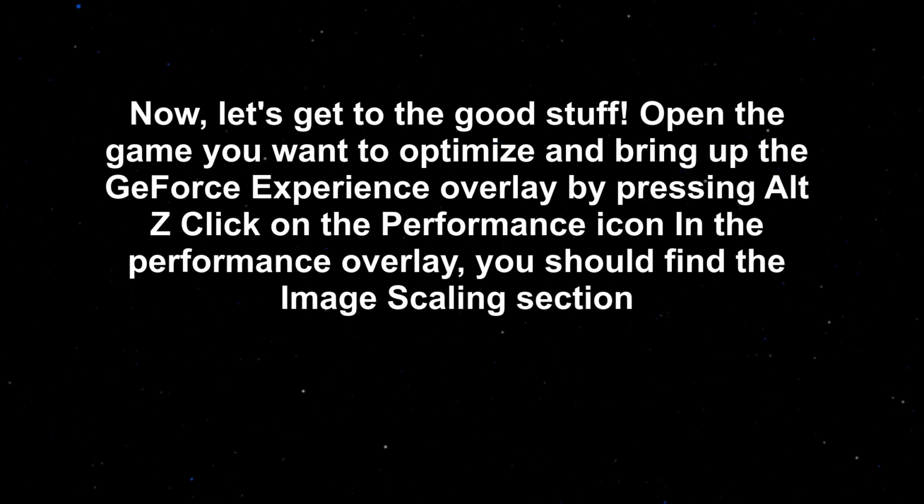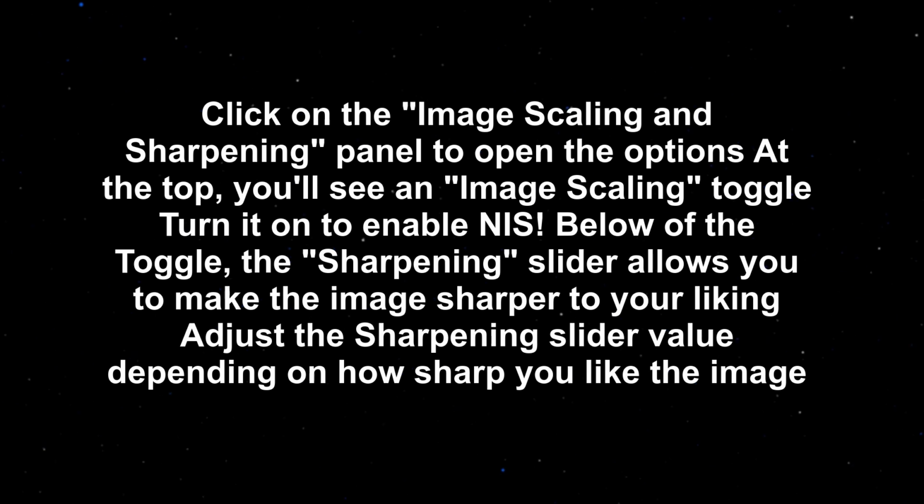Now, let's get to the good stuff. Open the game you want to optimize and bring up the GeForce Experience overlay by pressing Alt-C. Click on the performance icon. In the performance overlay, you should find the image scaling section. Click on the image scaling and sharpening panel to open the options.